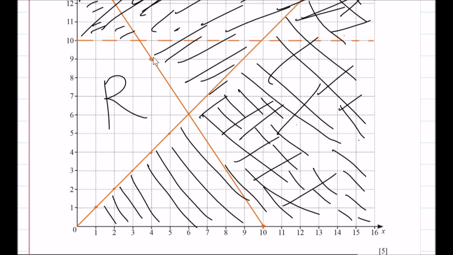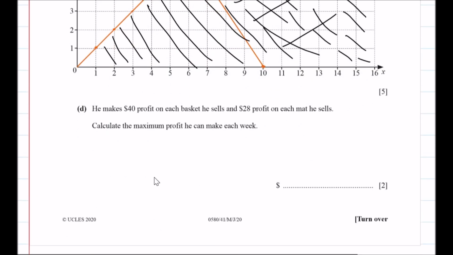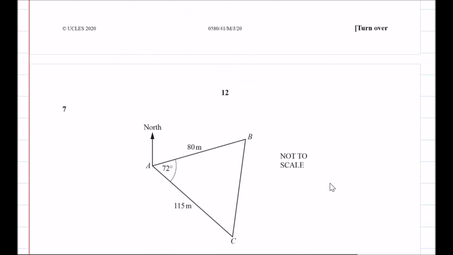Here. 4, 9. Yes. So let us check. 4, 9 means we have to do 40 times 4 plus 28 times 9, and that gives us 412. So this will be your answer. Okay.